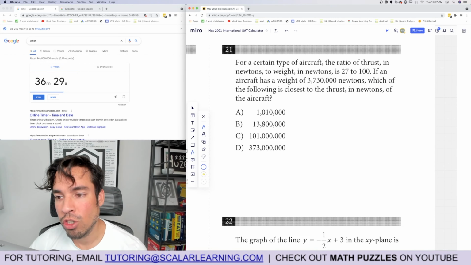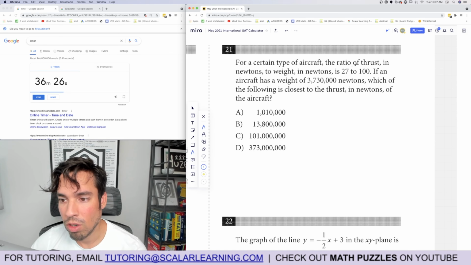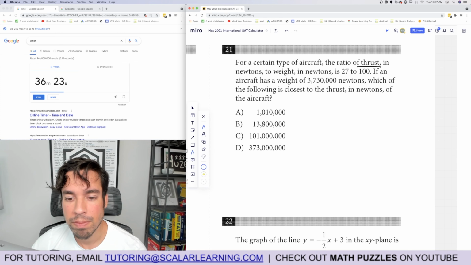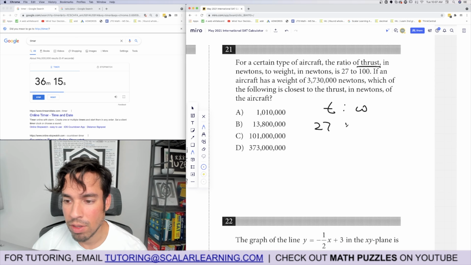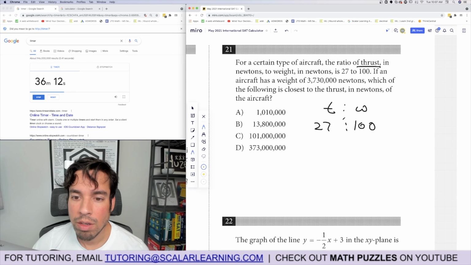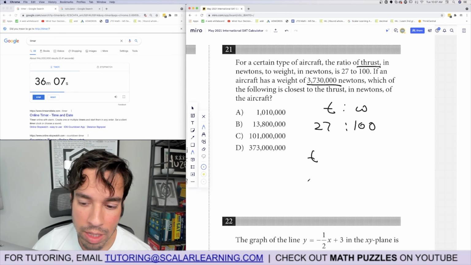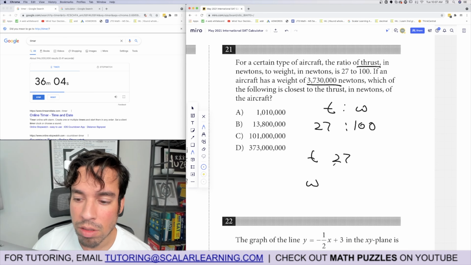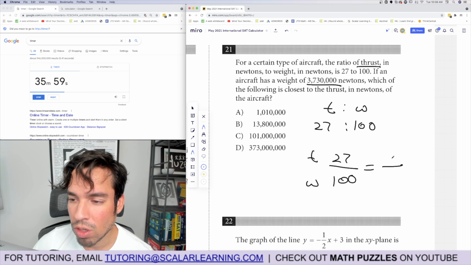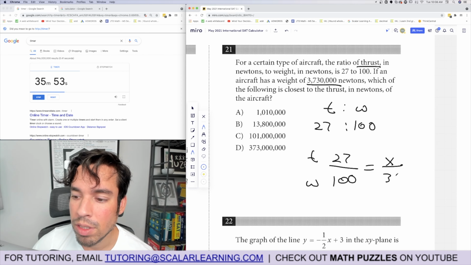21. For a certain type of aircraft, the ratio of thrust in newtons to weight is 27 to 100. If an aircraft has a weight of this, which of the following is close to... Okay, so this is just a proportion. So this is how I like to do it. Thrust to weight equals, and then on this side, thrust is on top, but that's what we're trying to solve for, so that's the x, and the weight is 37300. And then we're going to cross multiply.